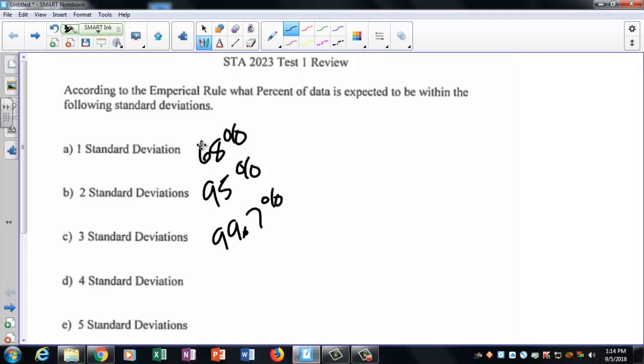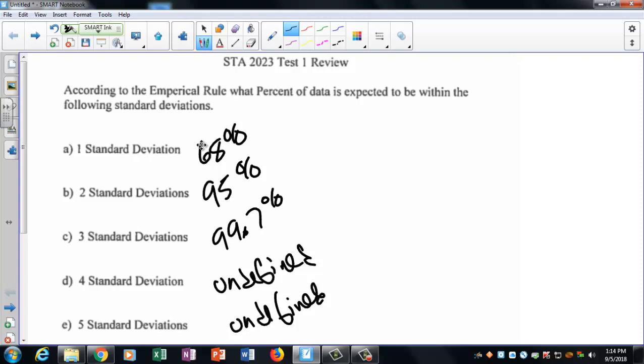Now, what does it tell us for four standard deviations? A lot of people will assume that if 3 is 99.7, that 4 must be like 100 or something like that. That is not true. In fact, the empirical rule doesn't tell us anything about four standard deviations. So what does the empirical rule tell us will be within four standard deviations? It's undefined. It doesn't talk about it. And it doesn't talk about 5 either. Okay? So you would just write undefined for both D and E in that case.